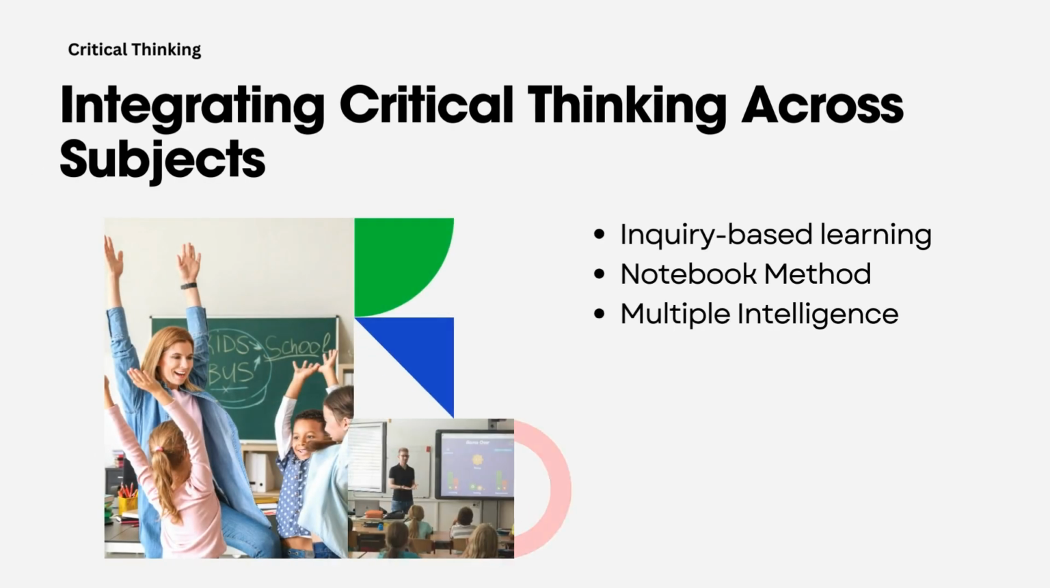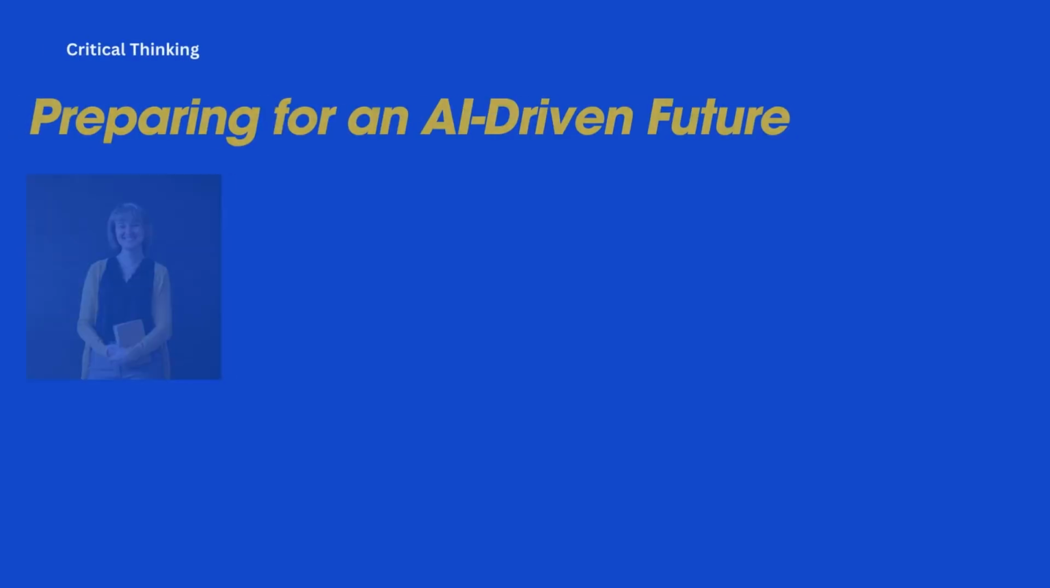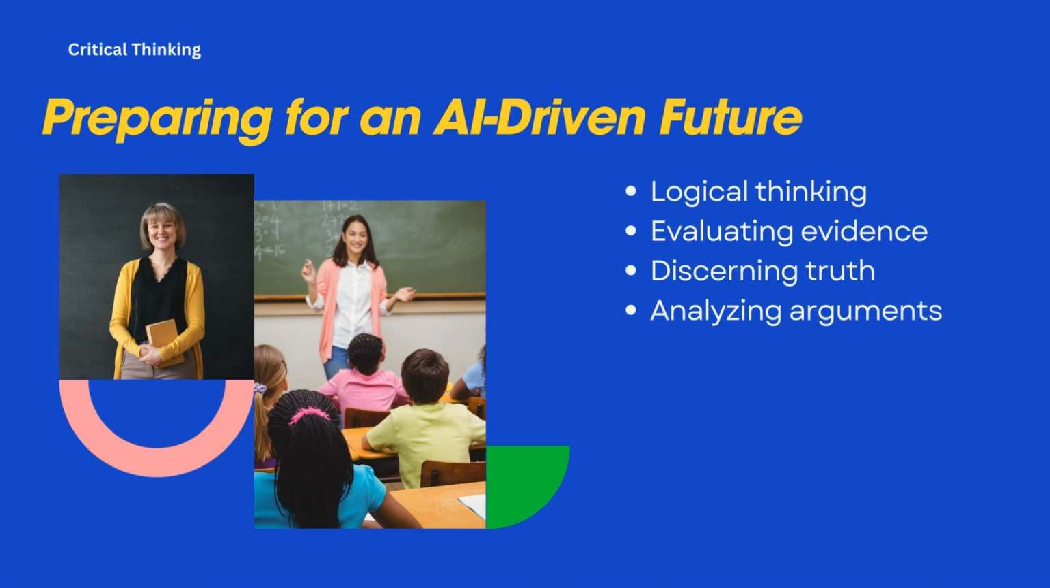Critical thinking permeates all areas of learning and is not taught as an isolated subject. Methods such as inquiry-based learning, the notebook method, and diversity of learning preferences, like multiple intelligence, are intertwined to promote thinking and reasoning skills. As society becomes increasingly reliant on AI, learners must develop the ability to think logically, evaluate evidence, discern truth, and analyze arguments. This prepares them for an AI-driven future.